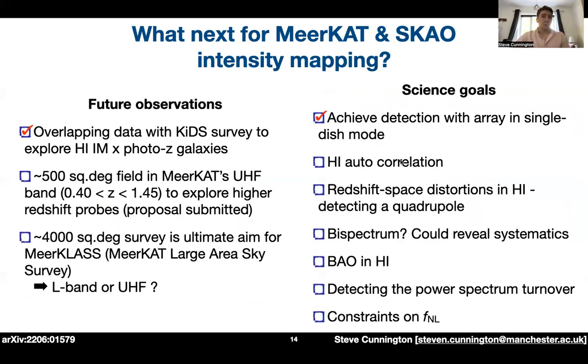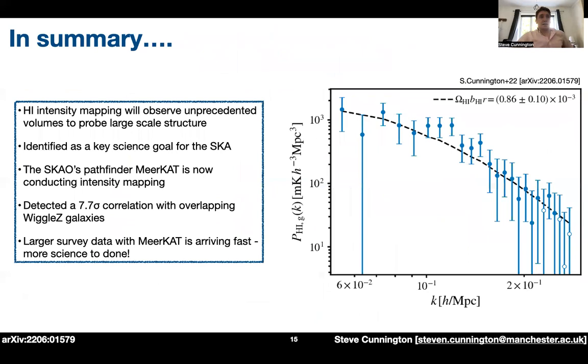Okay, so just to quickly show some reasons to be excited about the future, we have all these observations coming up. We're doing things at higher redshift and in the UHF band, and hopefully going to larger and larger sky sizes, and we'll hopefully be able to achieve all of these science goals. The main result I show here again on the right: this was a detection in cross-correlation of about 7.7 sigma, and we're very excited about all the future data that's on its way. It's arriving very fast. There's lots more science to be done, so please stay tuned for all of that.